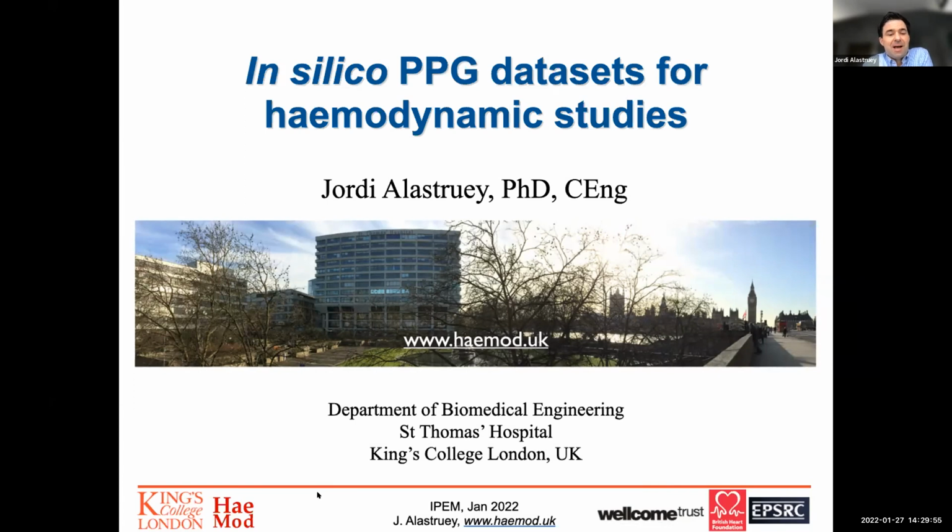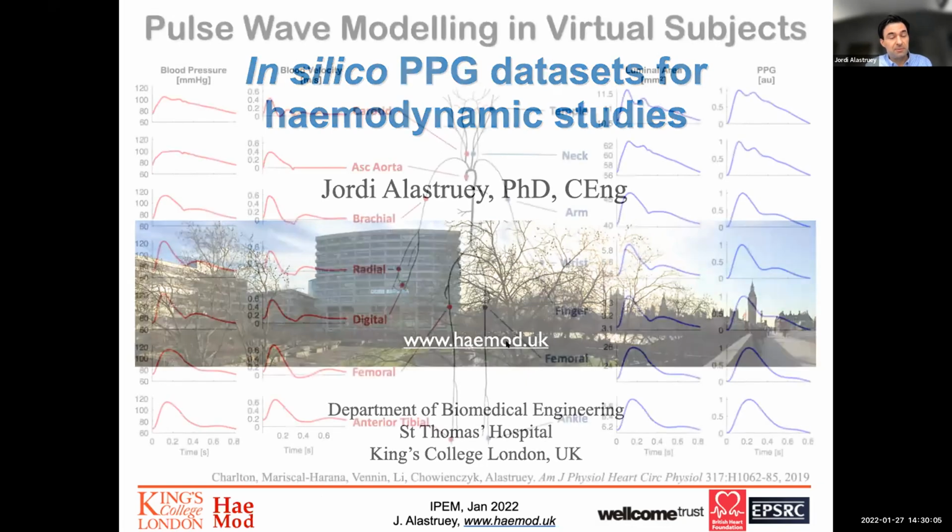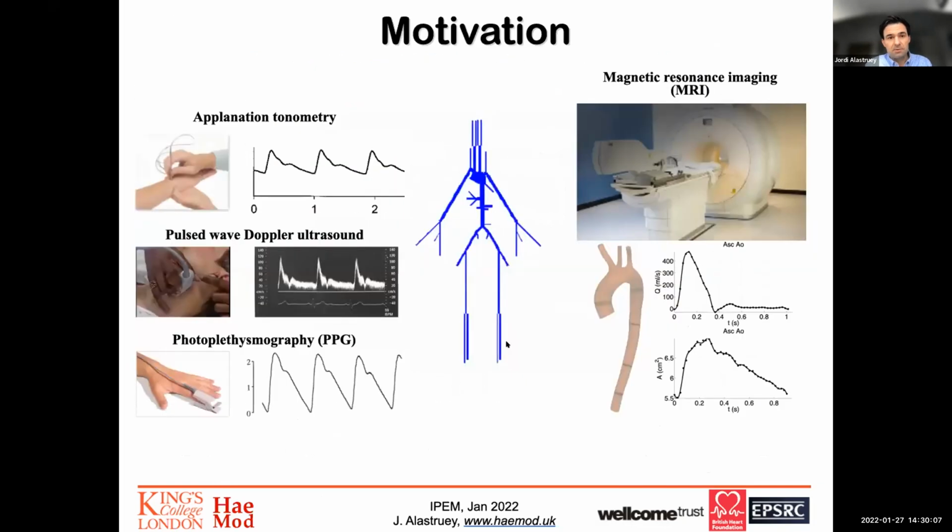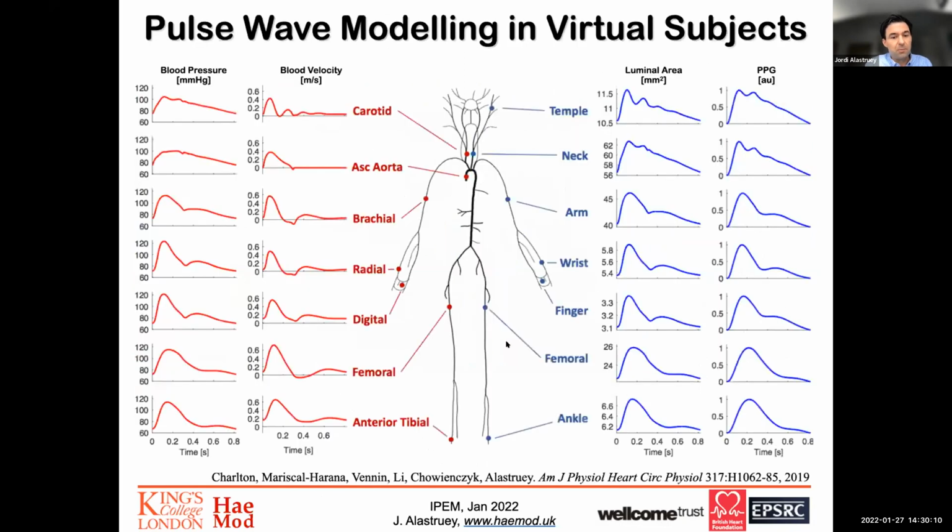Hi, everyone. I'm delighted to talk today about how we can conduct research with simulated PPG signals for hemodynamic studies. Using pulse wave computational blood flow modeling, we can simulate the PPG together with other cardiovascular signals, such as blood pressure, blood flow velocity, luminal areas, and we can do that at common measurement sites in the body.